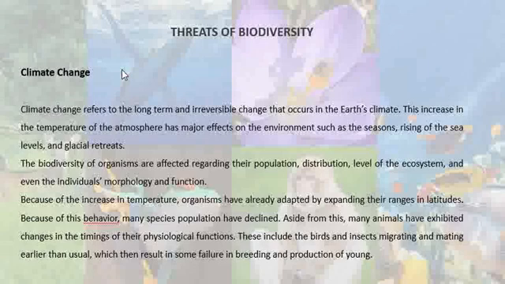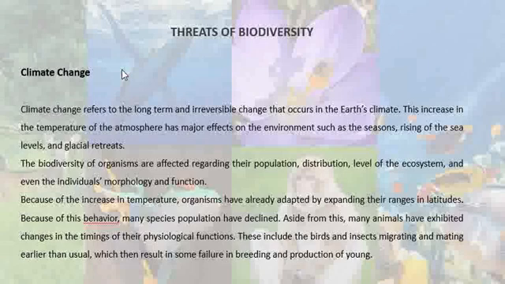The biodiversity of organisms is affected regarding their population, distribution, level of the ecosystem, and even the individual's morphology and function. Because of the increase in temperature, organisms have already adapted by expanding their ranges in latitudes. Because of this behavior, many species populations have declined.